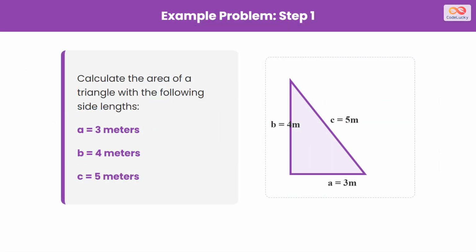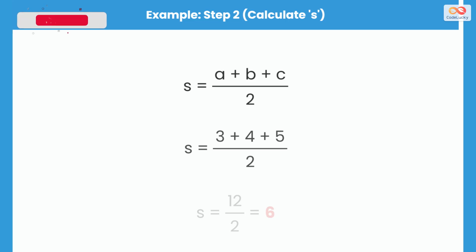Let's find the area of a triangle with side lengths of 3 meters, 4 meters, and 5 meters. This is our first step, clearly identifying our values for a, b, and c. Now for step 2, we need to find s. We add 3 plus 4 plus 5, which equals 12. Then we divide 12 by 2. This gives us a semiperimeter of 6.